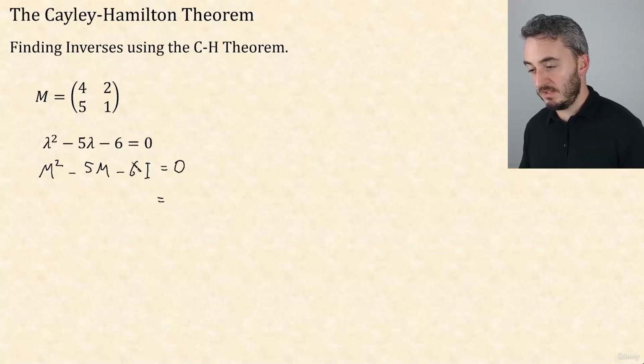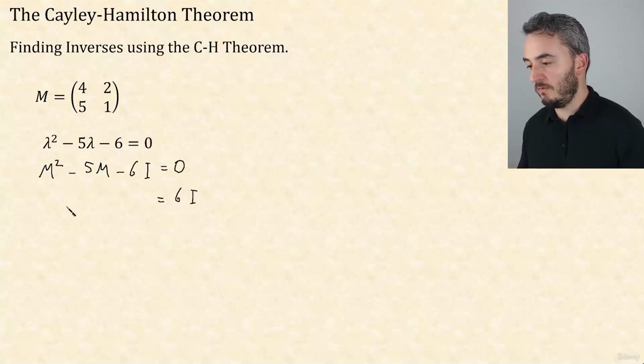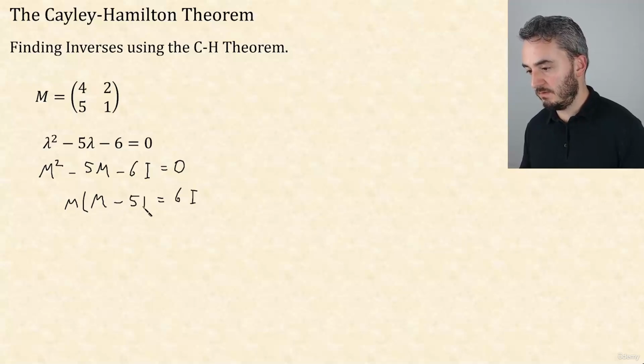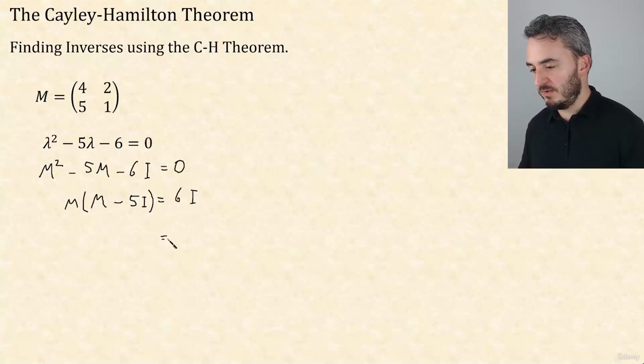Bring that identity part over to the other side, 6I. Factorize out one of the m's from this, m times (m minus 5I). You need that I there because 5 on its own is a number, 5I is 5 times the identity. Okay, we're almost there. What we have, let's just neaten this up perfectly.